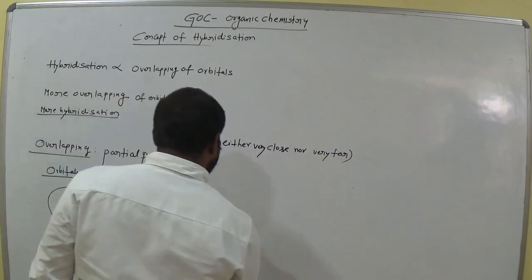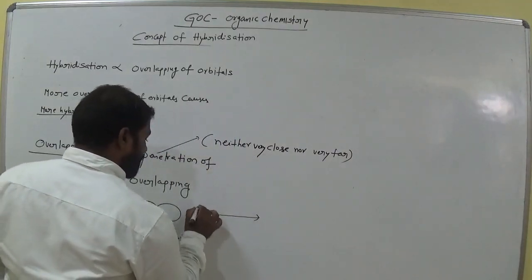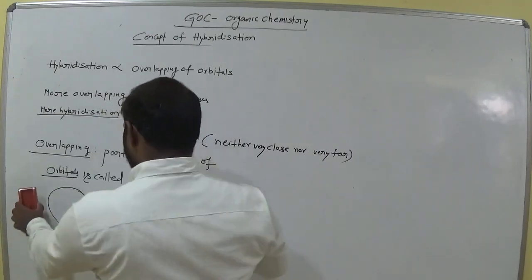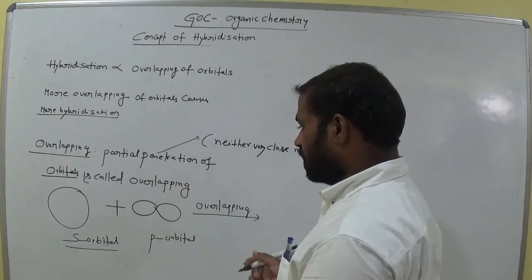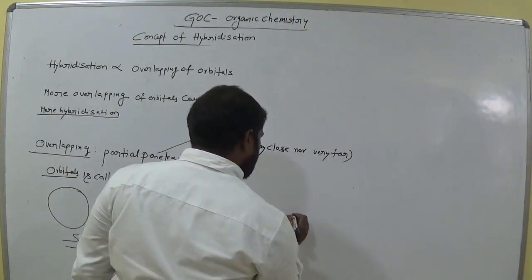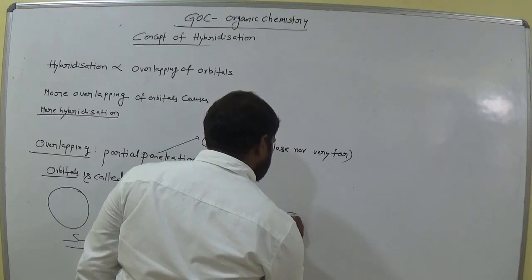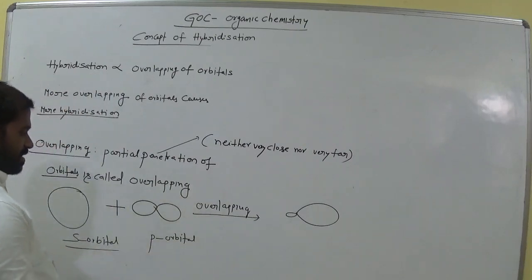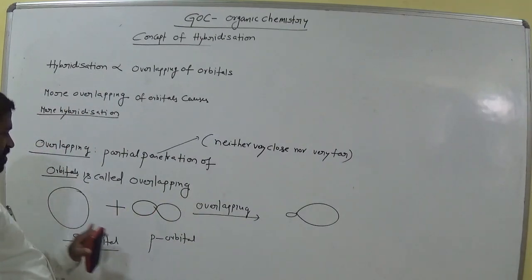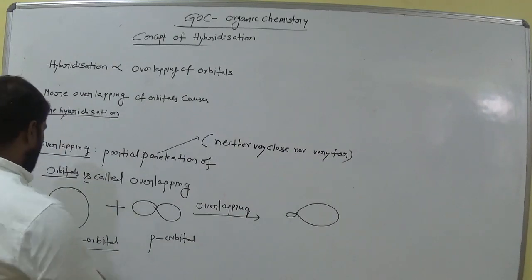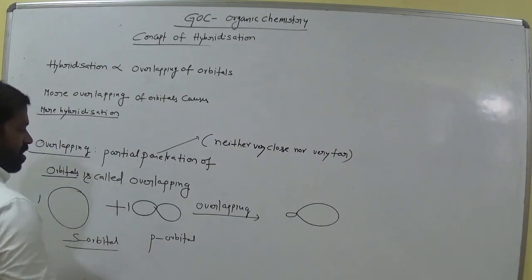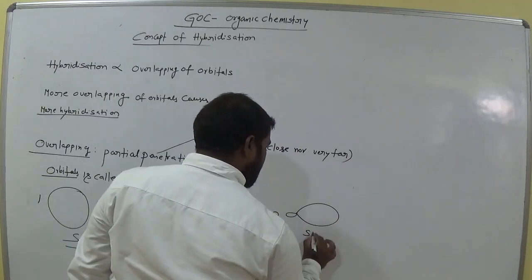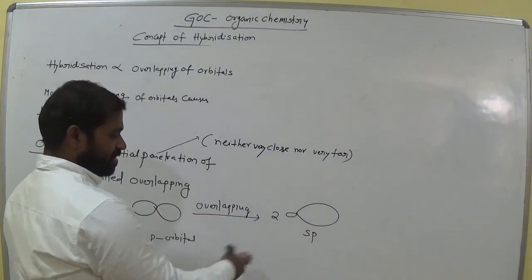Now these both undergo overlapping. Overlapping means both come together. Then what happened? It becomes like that. One s, one p overlapping. So one s orbital and one p orbital, how many hybrid orbitals does it give? Two sp hybrid orbitals. Am I right? Two sp.